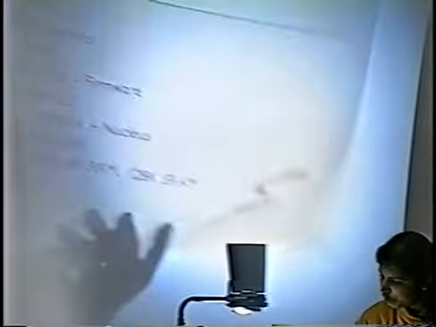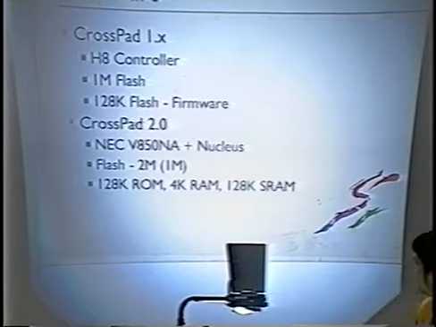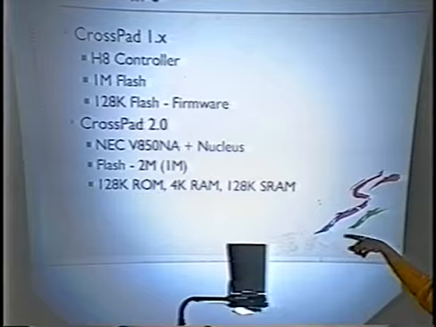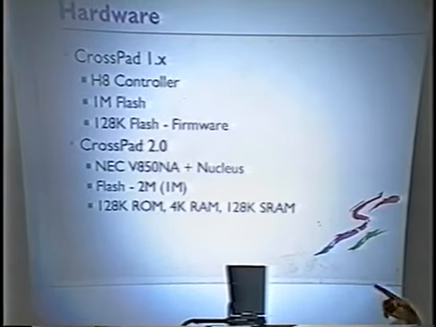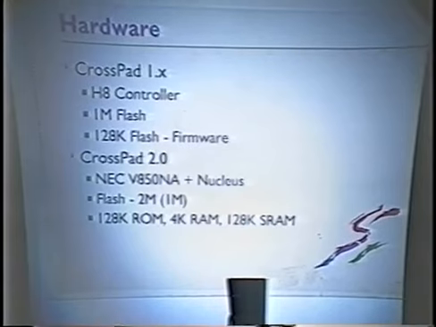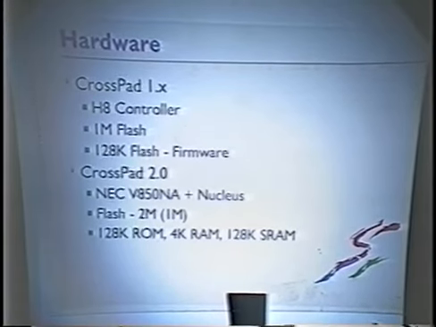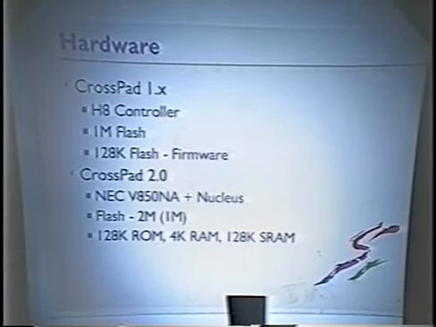Okay, and the two versions that came out, the new version has the NEC V850 processor. It has 2 megs of memory. It actually comes in two forms, one with 2 meg and another with a meg of flash. It has 128K of ROM, which has most of the firmware in it, and then 4K of RAM as well. So this is the new piece of hardware that you're actually going to see.